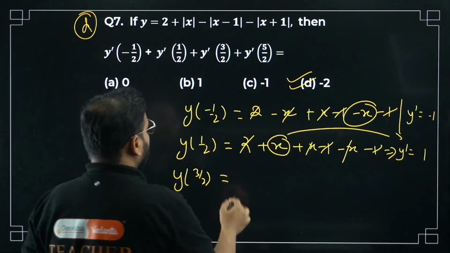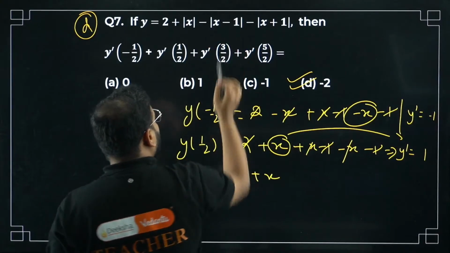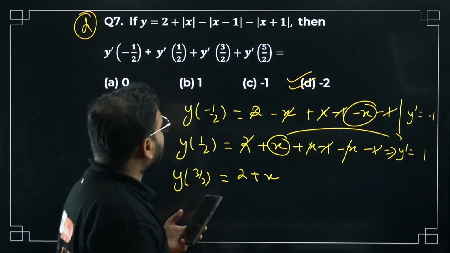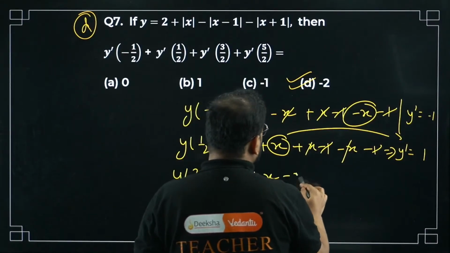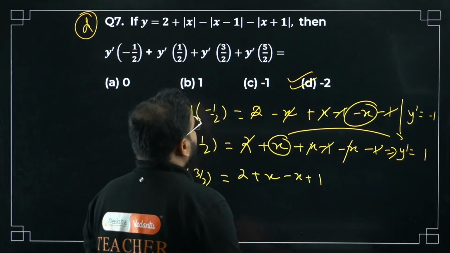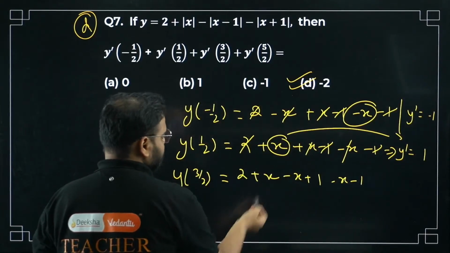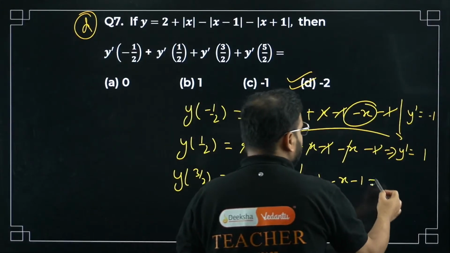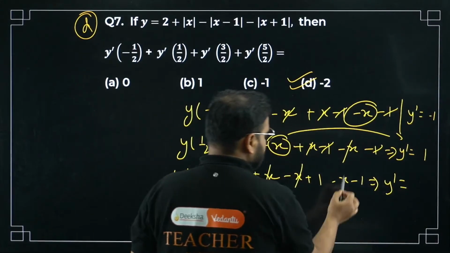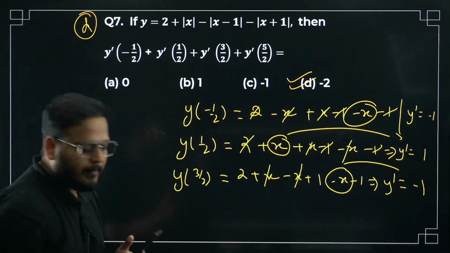Y at 3 by 2. It will become the same thing: 2 plus x, positive also. Here 3 by 2 minus 1 will be again positive, right? So this will open with the minus sign only. So minus x plus 1. This will be positive, so minus x minus 1. What I have over here is this and this cancelled. This constant doesn't matter because we are looking for the derivative. So y dash is how much for this value? Simply minus 1.